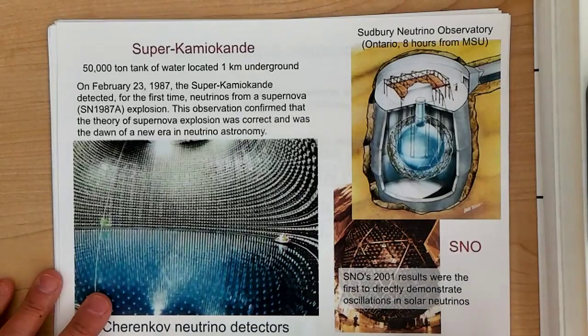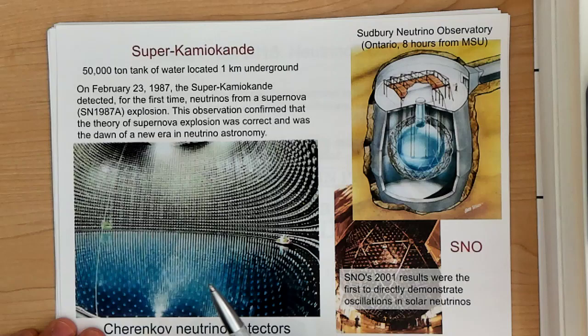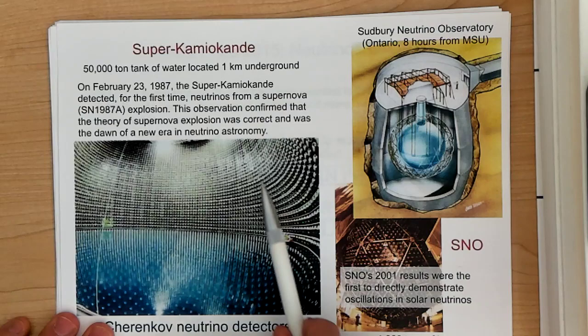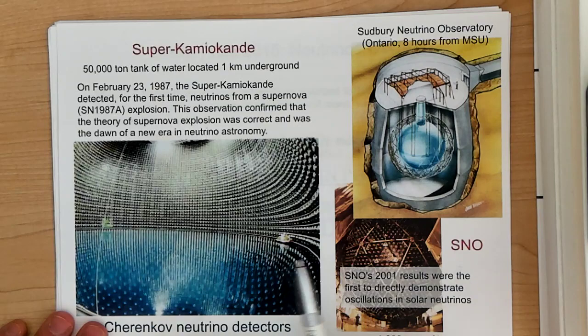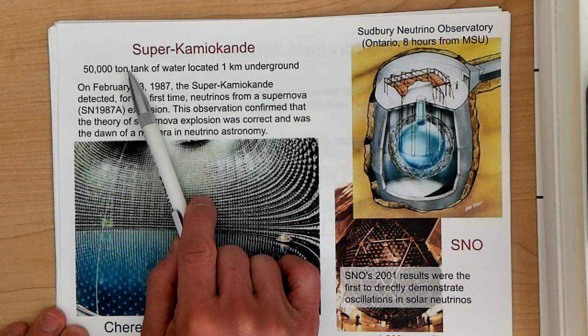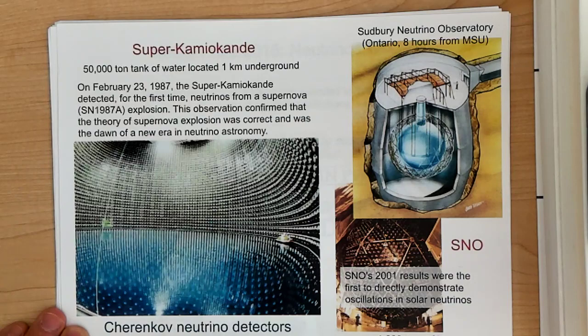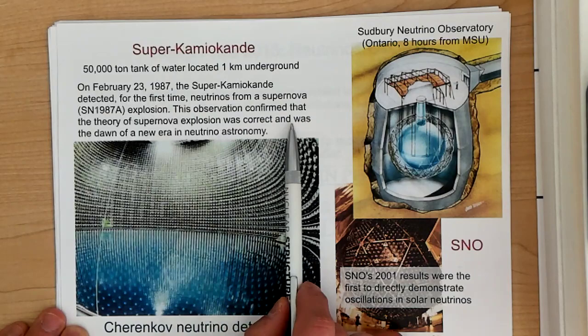Okay, now let me tell you a little bit about Super Kamiokande. This is what the neutrino detectors look like, because, as I mentioned, the neutrinos don't like to interact with anything, so you need a whole lot of something, and so you have a whole lot of water. The reason that water is very useful is, first of all, it's plentiful, and it also allows you to do Cherenkov detection, because it's more or less transparent to light. Okay. And so we have a 50-kiloton tank of water located about 1 kilometer underground. In 1987, Kamiokande actually measured neutrinos from a supernova explosion, which is pretty cool. And that, in fact, confirmed the theory of supernova explosions and was sort of the dawn of neutrino astronomy.